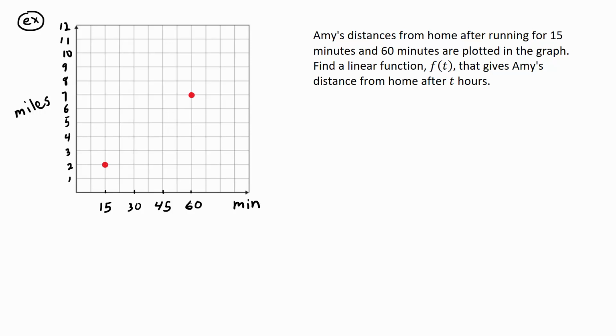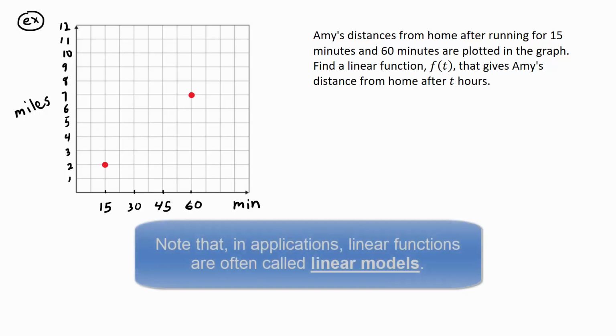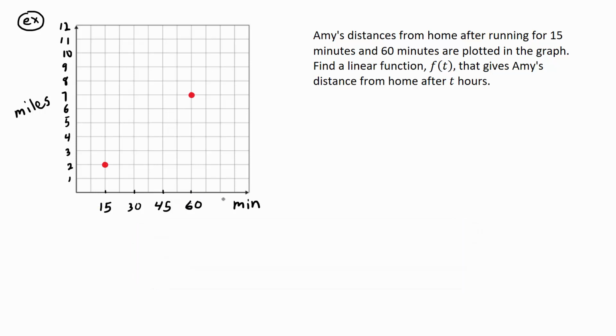Let's do this example. Amy's distances from home after running for 15 minutes and 60 minutes are plotted in the graph. Find a linear function f of t that gives Amy's distance from home after t hours. The first thing I notice here, the horizontal axis units, they're measured in minutes, not hours.